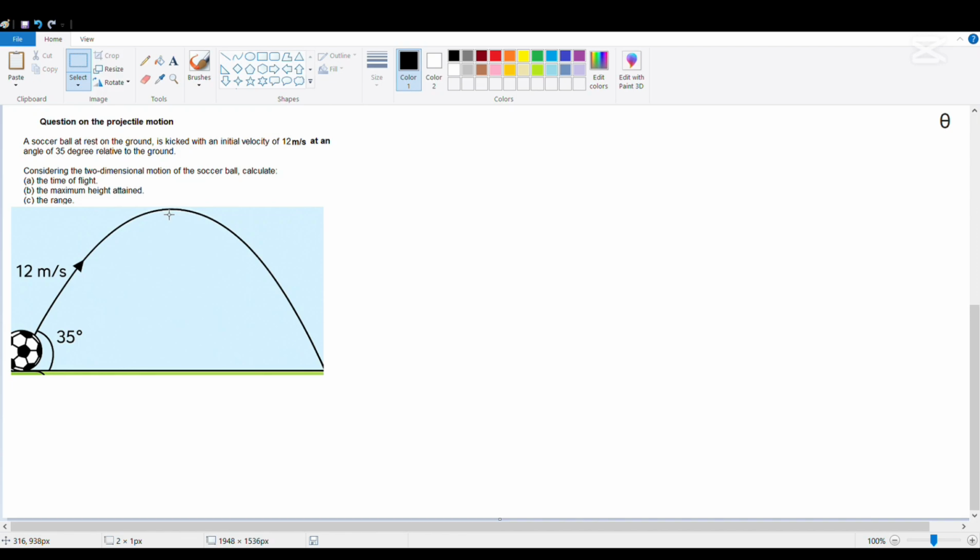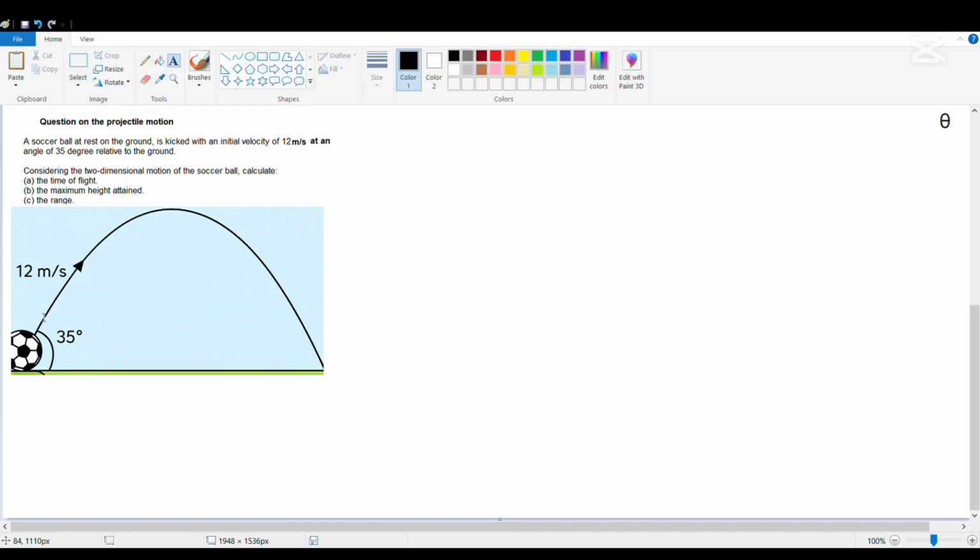Now the maximum height occurs halfway through its time of flight, which is halfway here. The range, if you see this place here, is determined by the horizontal displacement during the time of flight. So you can analyze the whole thing of what we are doing with this picture.